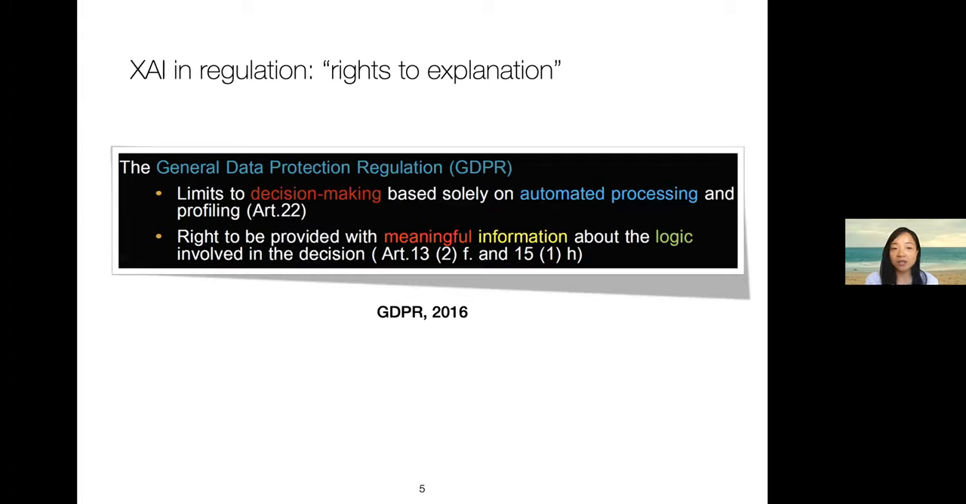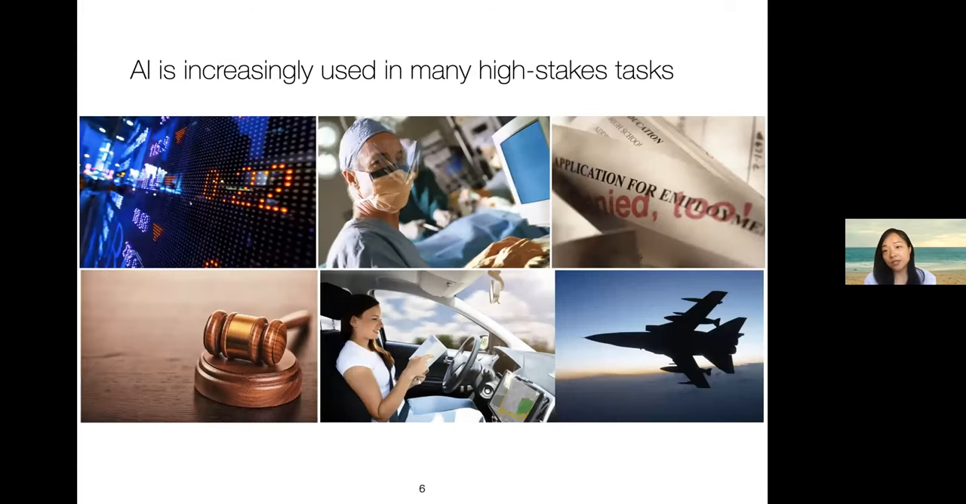GDPR is the European law that requires people to have rights to explanation whenever there is an automated decision system. One of the reasons is, of course, AI is being increasingly used everywhere, including high-stake contexts like healthcare, finance, employment, even the criminal justice system. So in those contexts, if the system does not work reliably, the outcome can be disastrous.